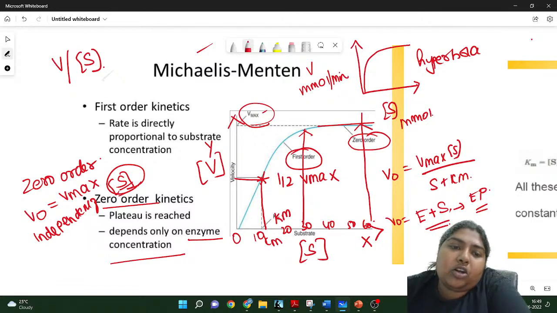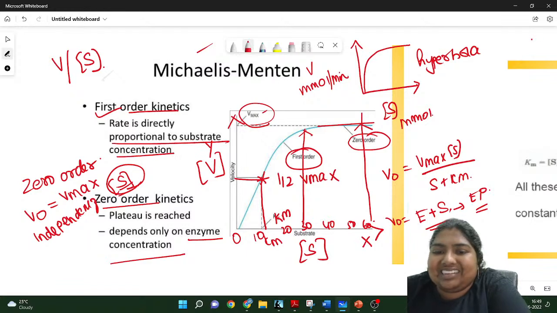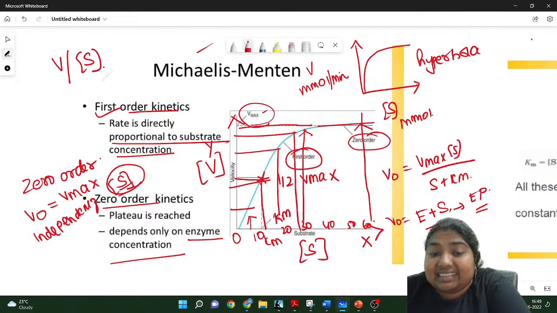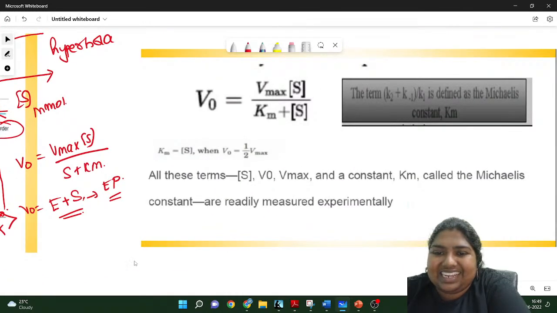Okay. So what about your first order kinetics? First order kinetics is proportional to the substrate concentration. When you increase the substrate concentration, the V is also proportionately increasing till this stage, correct? Only at this stage does it become the 0 order. Till that stage, as you keep on increasing your substrate, the V is increasing. So this is what is called the first order reaction. Understood?